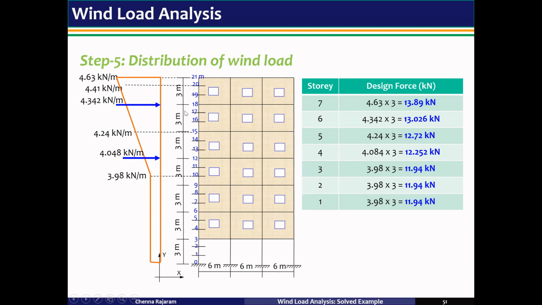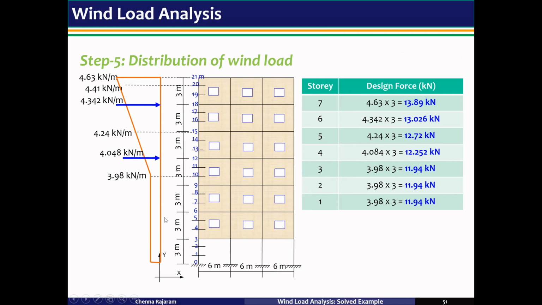Now, we need the design force values at each story level. That means at 21 meters, 18 meters, 15, 12, 9, 6, 3. At 21 meters, the value is 4.63. So 4.63 multiplied with the story height gives 13.89 kilonewtons. Now, at 18 meters, using the similar triangle principle, the value is 4.342 kilonewton per meter. Multiplied with the story height, we arrive at 13.026 kilonewtons. Similarly, at 15 meters, the value is 4.24 multiplied with 3, which is equal to 12.72 kilonewtons. At 12 meters, the value 4.048 kilonewton per meter multiplied with 3 meters gives 12.252 kilonewtons.